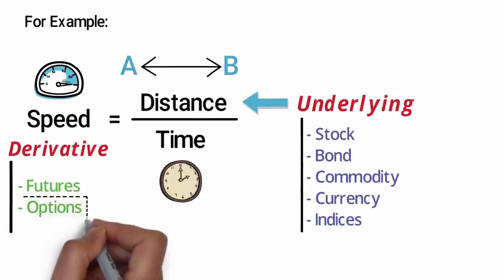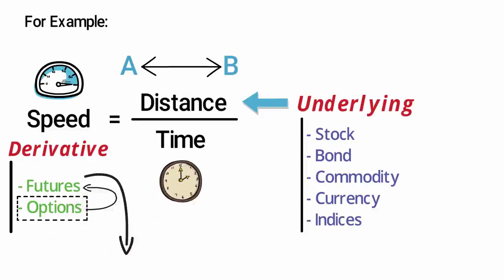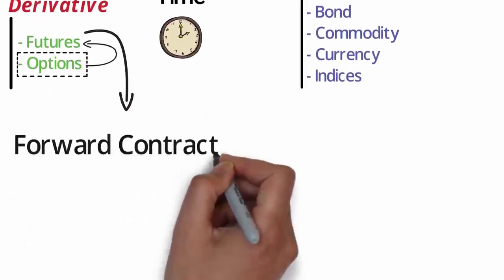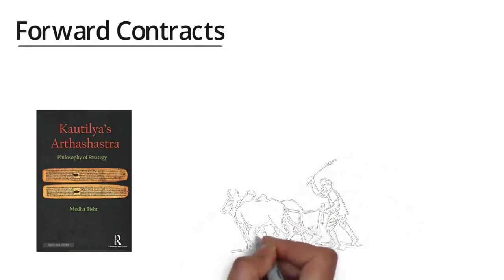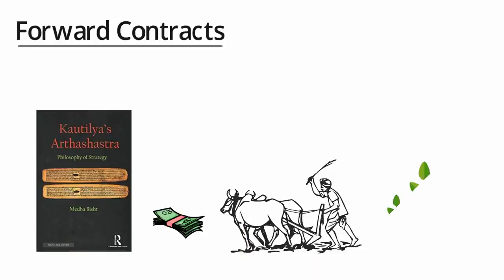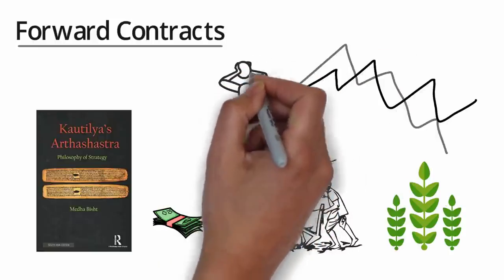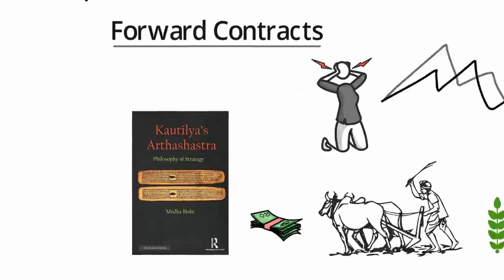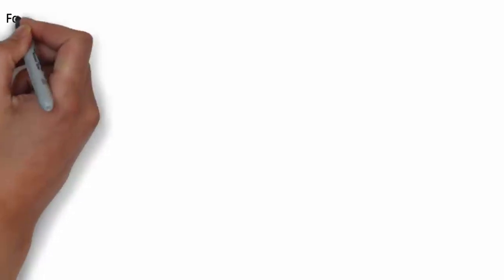So to understand options, you need to understand what futures are, and to understand futures, you need to understand what a forward contract is. So what are forward contracts? Traces of forward contracts can be found in Kautilya's Arthashastra, where he suggested paying farmers in advance for their standing crops ready for harvesting. The forward market was primarily started to protect the interest of farmers from adverse price movement. Futures are a modified form of forwards.